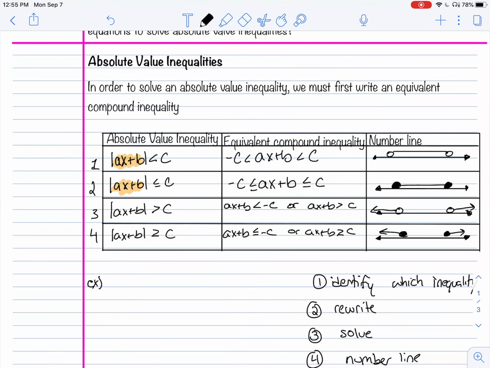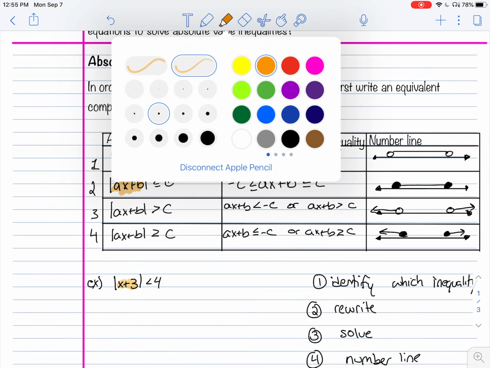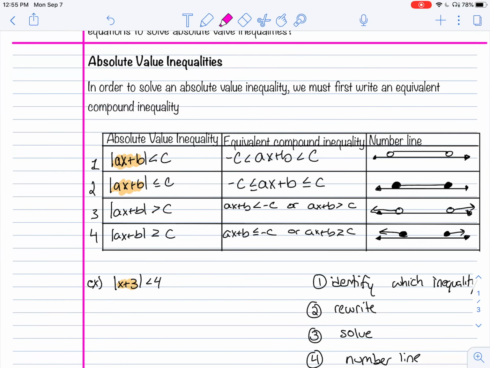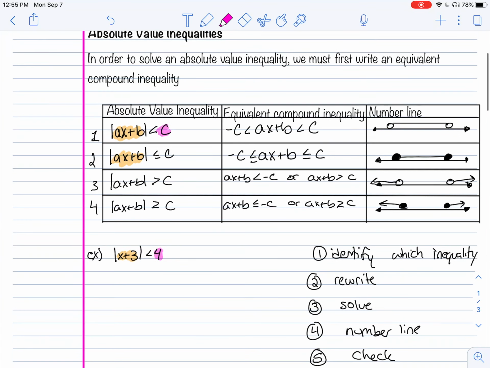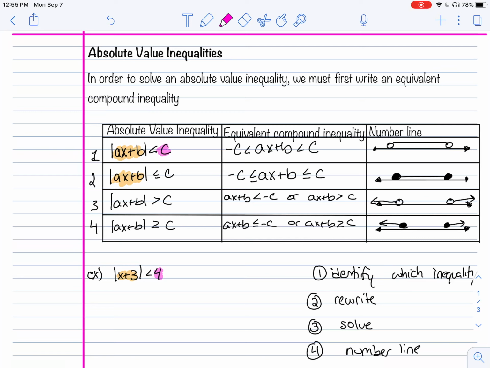Our first example is the absolute value of x plus 3 is less than 4. Okay, so whatever's inside my absolute value symbol, that's my ax plus b, and then whatever it's less than, that's my c value. So this time, the first thing I have to do is identify which inequality I have. So my absolute value is less than a certain number, so that's going to be option 1 here.